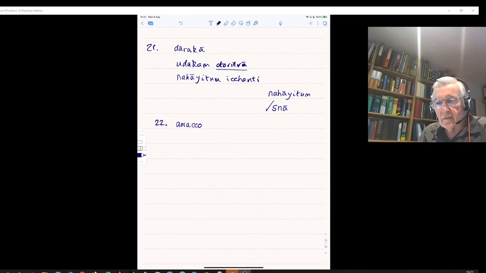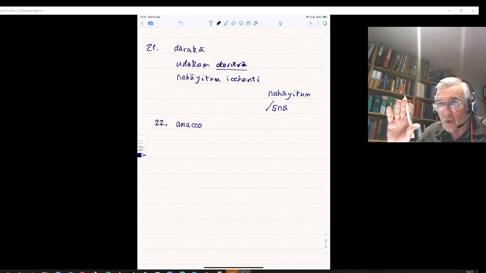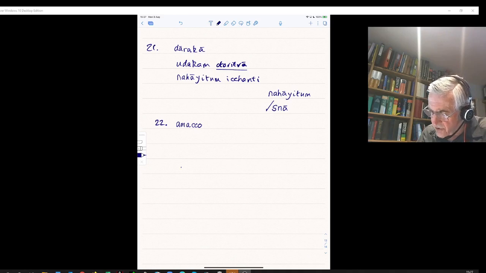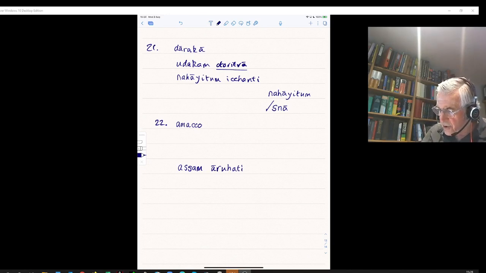Just as we have uruhati in Sanskrit, avaruh, to get down from. So to go up, either to climb a tree, go up a mountain, or mount a horse, it's aruhati. So he mounts a horse is assam aruhati. And when he gets back and dismounts, it's assamha uruhati. So amacho assam aruhati.